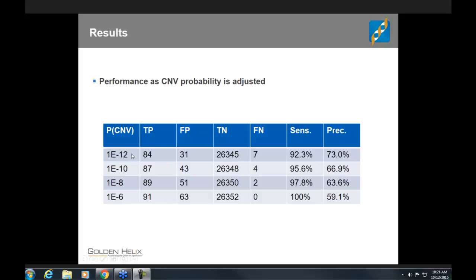As we increase the prior probability of a CNV, the sensitivity will increase, that is, you'll call more true positives. At the highest end, with a value of 10 to the negative 6 for our prior CNV probability, we actually correctly call 100% of the CNVs in this data set. However, this does have an effect on precision. That is, as you increase the prior probability of a CNV, your precision will go down and your number of false positives will go up.